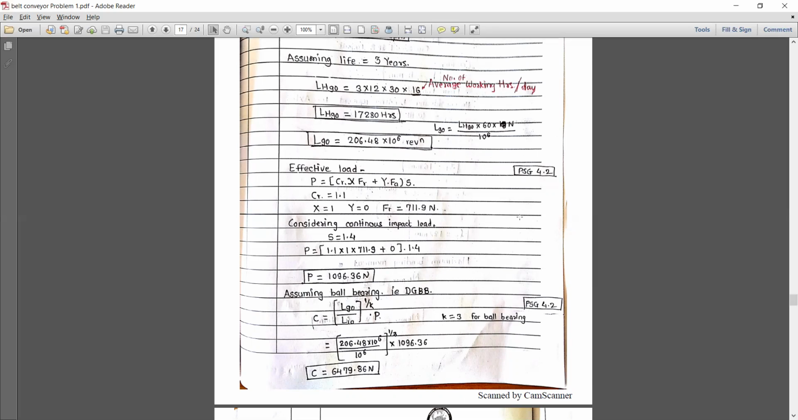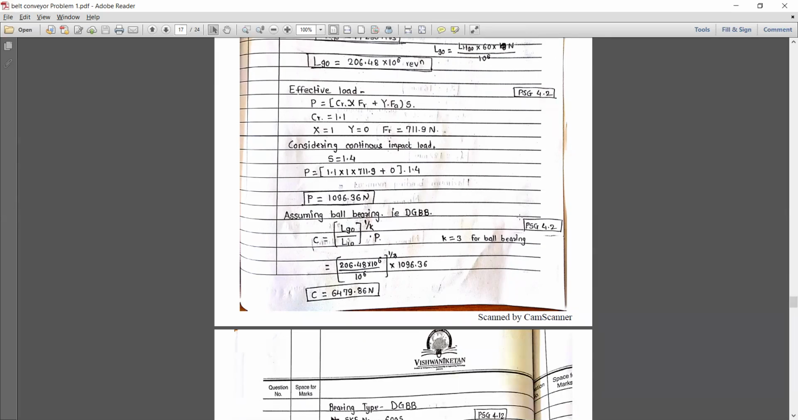Now convert hours into million revolutions using the formula L90 is equal to LH90 into 60 into N divided by 10 raised to 6. So we get L90 is equal to 206.48 million revolutions.